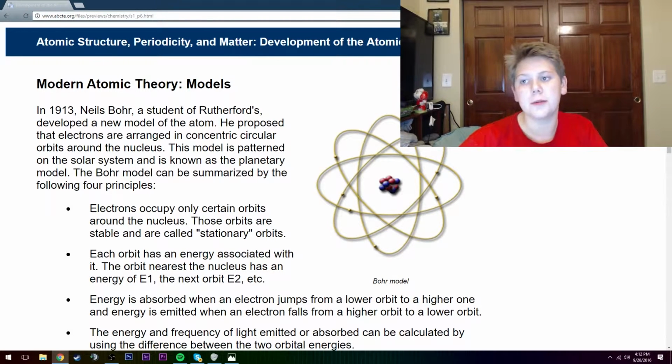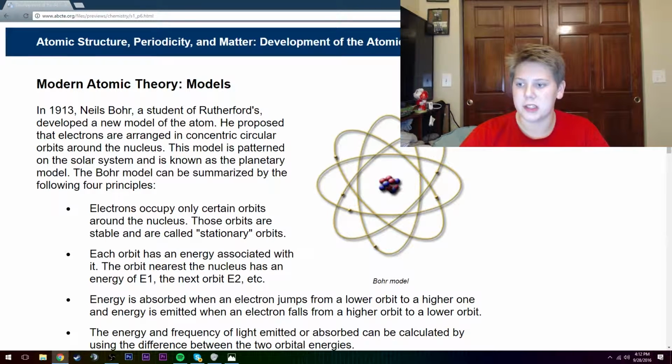So today I'm going to be explaining the modern atomic theory and others. Okay, so the modern atomic theory. In 1913, Niels Bohr, a student of Rutherford's, developed a new model of the atom. He proposed that electrons are arranged in concentric circular orbits around the nucleus. This model is patterned on the solar system and is known as the planetary model.